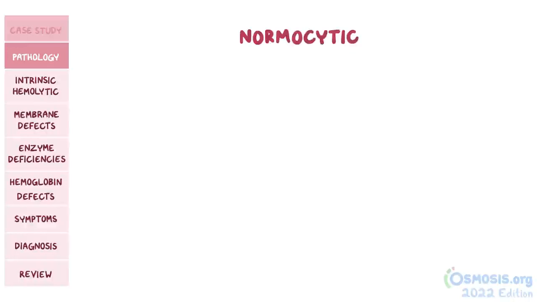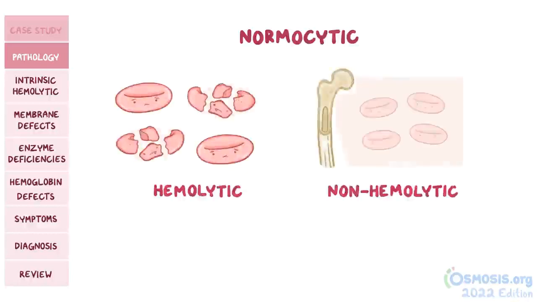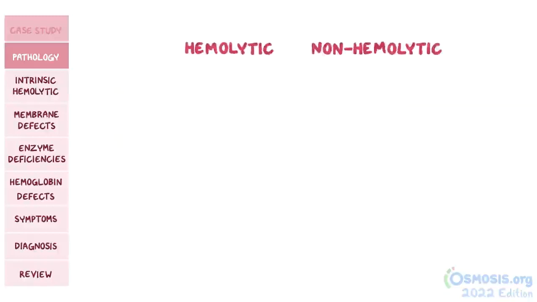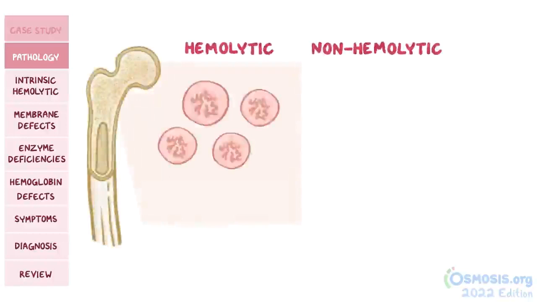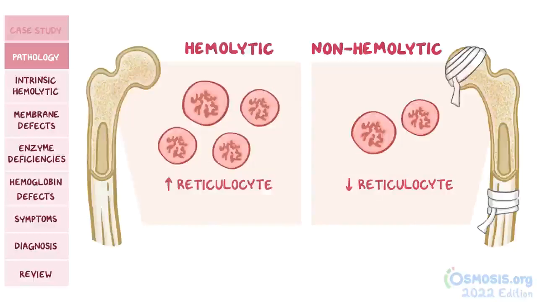Normocytic anemias can be further classified as hemolytic when there's increased destruction of RBCs, or hemolysis, and non-hemolytic when there's decreased production of RBCs from the bone marrow. When there's hemolysis, the bone marrow revs up and starts pumping out immature RBCs, called reticulocytes. But when there's a bone marrow problem, reticulocyte count is low. So for your exams, it's important to know that in hemolytic anemias, there's an increased reticulocyte production index of over 2%, while in non-hemolytic anemias, it's lower than 2%.